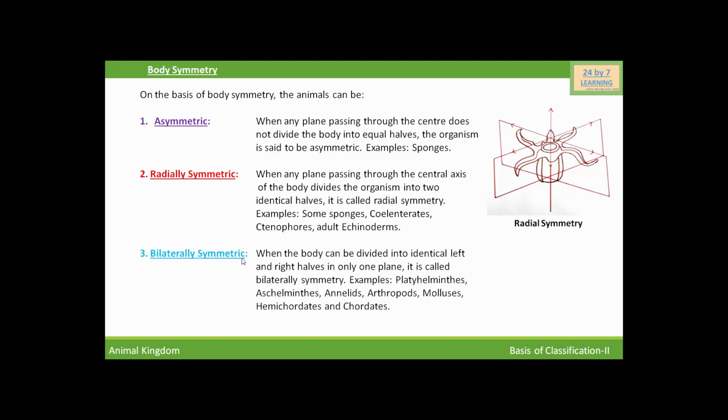Next is bilaterally symmetric animals. When the body can be divided into identical left and right halves in only one plane, it is called bilateral symmetry. Bilateral symmetry is found in platyhelminths, aschelminths, annelids, arthropods, mollusks, hemichordates and chordates. You see in this picture, this plane divides the body of the organism into two identical left and right halves.